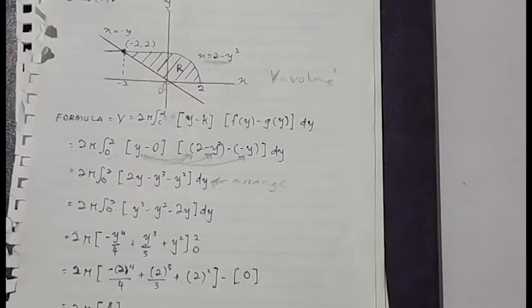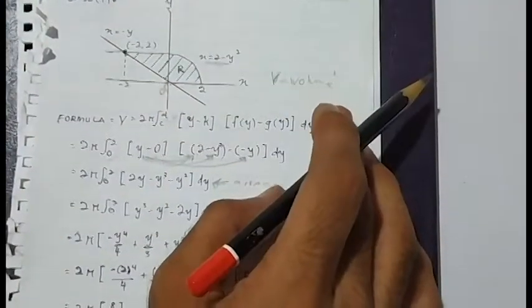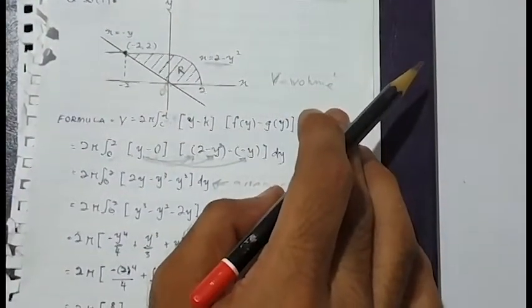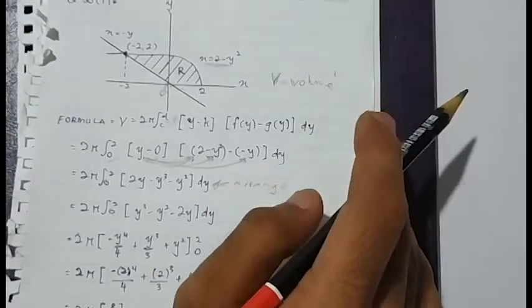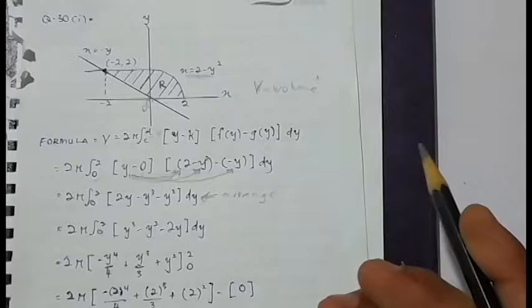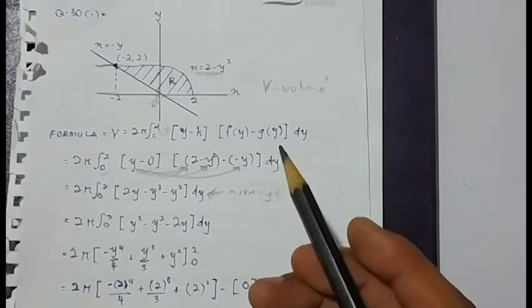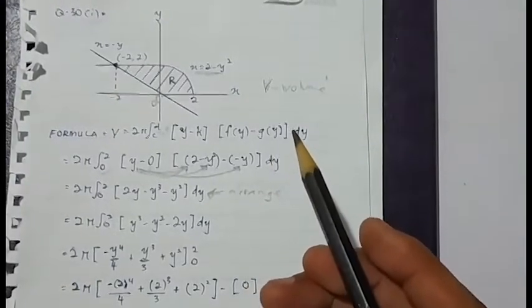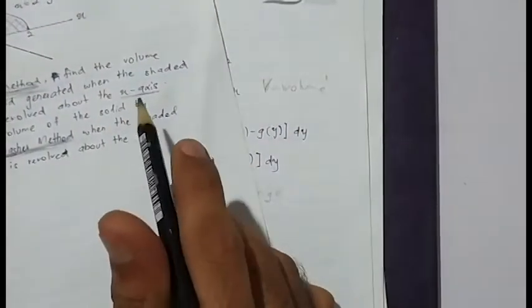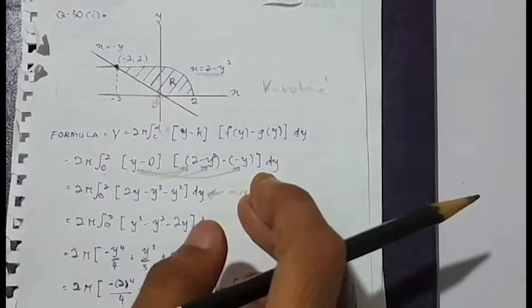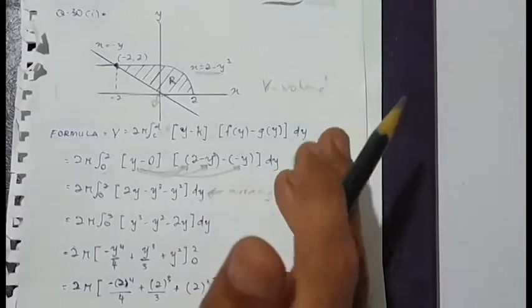Okay, so this is my answer for question 1, and now I'm going to explain to you how I did this. Okay, first from the question, it says that we need to use the shell method. So basically in the cylindrical shell method, in order to evaluate the volume, we apply the formula of the shell method. Now this is the case where the cross section is parallel to the x-axis. And based on the question, it says that the shaded region is revolved about the x-axis, which means that the axis of revolution is at the bottom of the region.